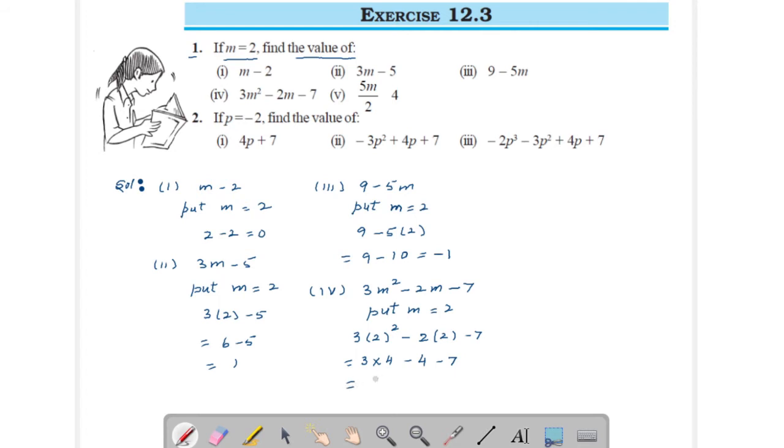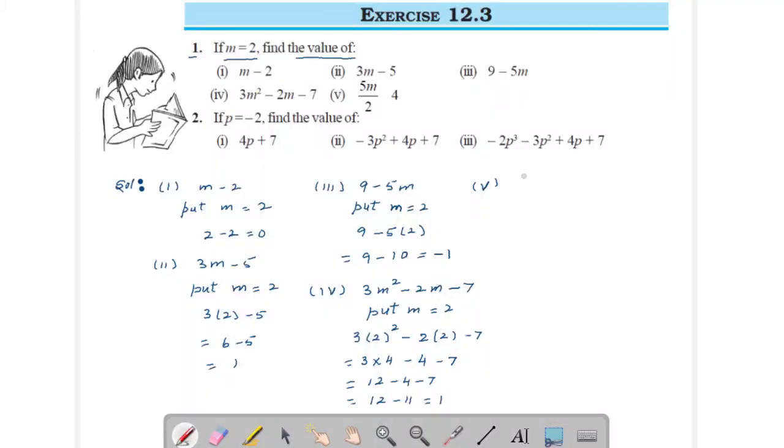Solve this. 3 into 4, it is 12 minus 4 minus 7. Solve this. You will get 12 minus 4 minus 7. It is minus 11. And 12 minus 11, it is 1. This is your answer.